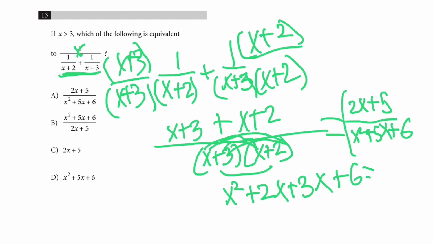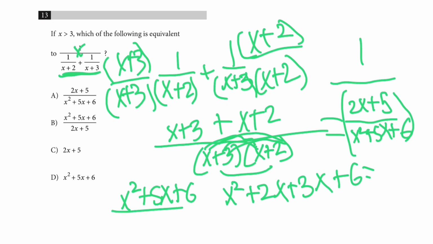Now that we have this all simplified, this is all under 1. And in order to get that to be a normal fraction, all this really means is we just have to flip this, and it'll be the reciprocal, which will be the answer. x squared plus 5x plus 6 over 2x plus 5, which is b.